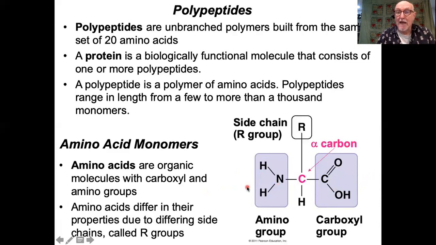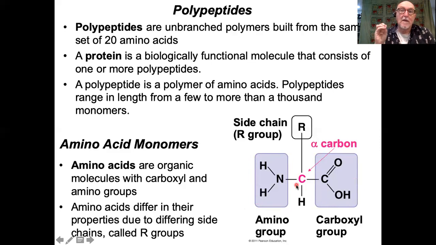So have a look here and you'll see this is a central carbon called the alpha carbon. Attached to the alpha carbon there are two groups. There's an amino group. That's where the word amino acid comes from, the amino part of the amino acid. And then there is an acid group, a carboxyl group. That's where the acid part of amino acid comes from.